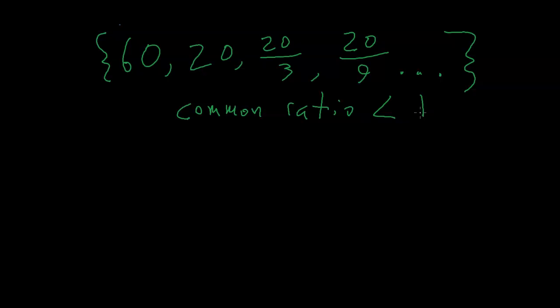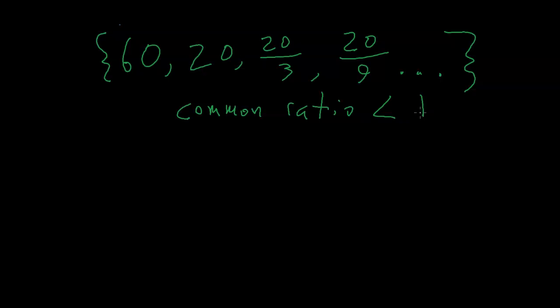So let's look at our third term. It's 20 over 3, clearly less than 20. Our fourth term is 20 over 9, clearly less again, because the larger your denominator is, if you have the same numerator, the smaller the value of your term is. So can we figure out what the common ratio is in this case?